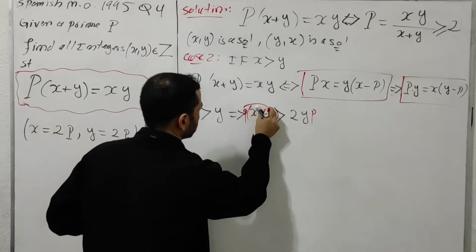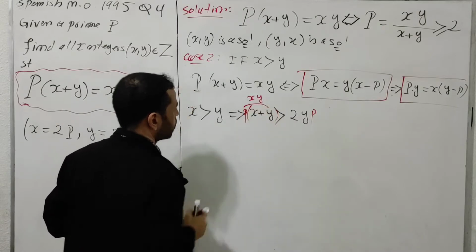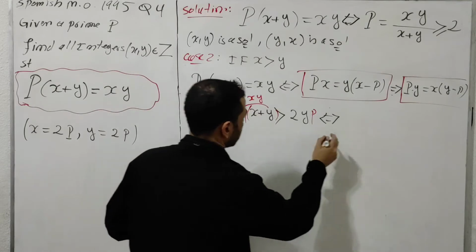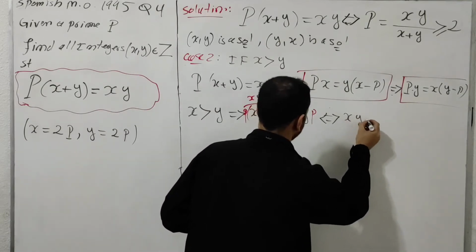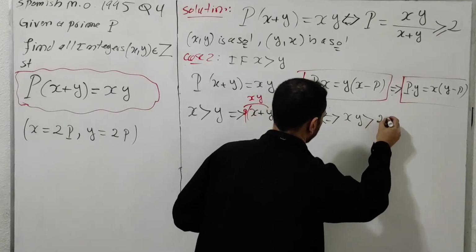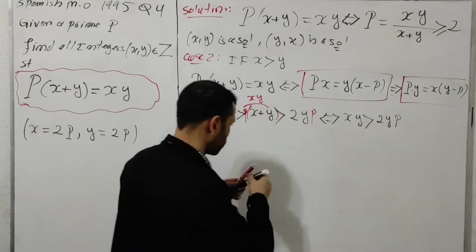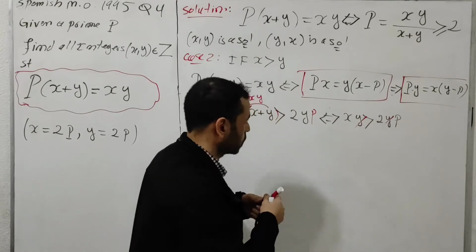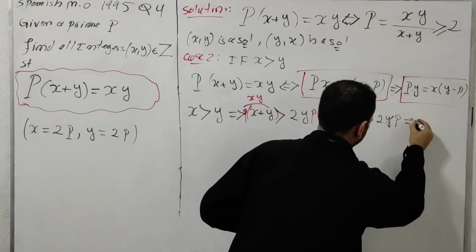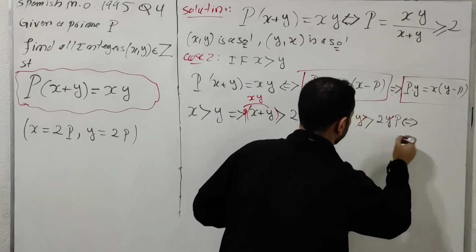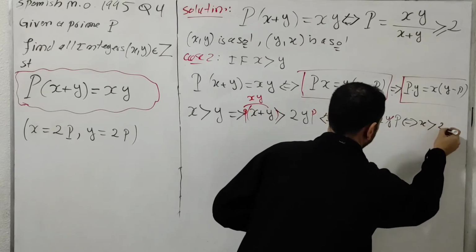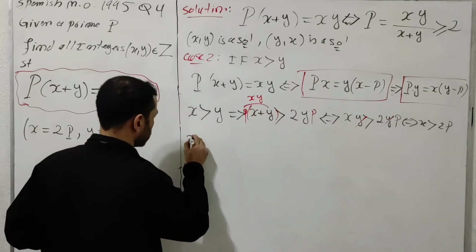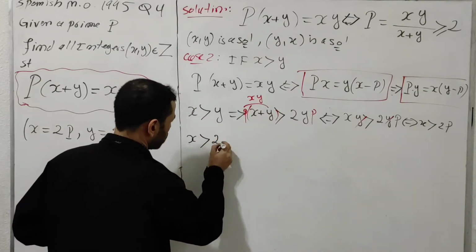This term is equal to x multiplied by y. This one is equivalent to x multiplied by y strictly superior than 2 times yp. Since y is a positive number, I'm going to cancel y from both sides. I will get x strictly superior than 2p. Now I have this term, x is strictly superior than 2p.